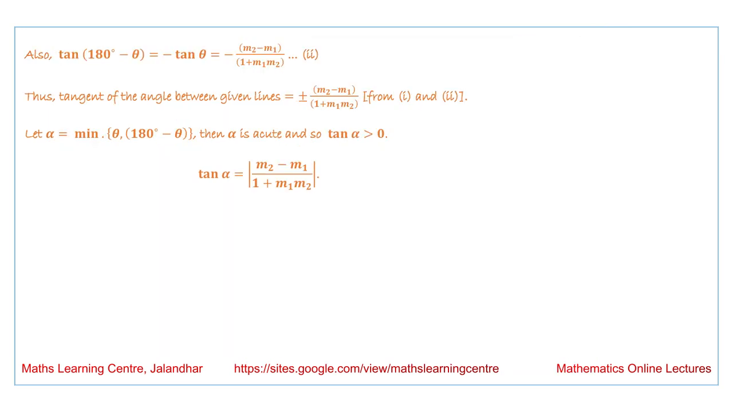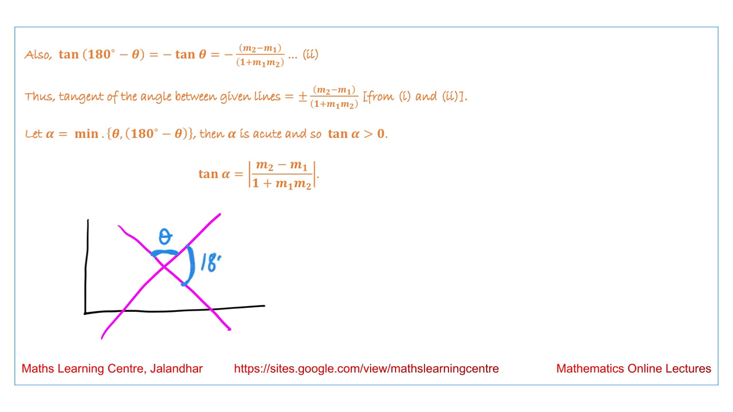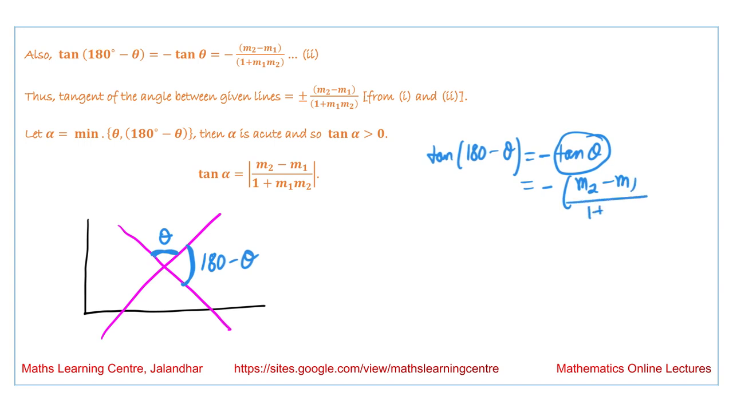Now let us look at how we are calculating this angle. These are the two lines we are talking about. When we talk about the angle between the two lines, this is the angle theta and this is the angle 180 minus theta. So tan of 180 minus theta is minus tan theta, and we have seen that the value of minus tan theta is minus of m2 minus m1 divided by 1 plus m1 m2.